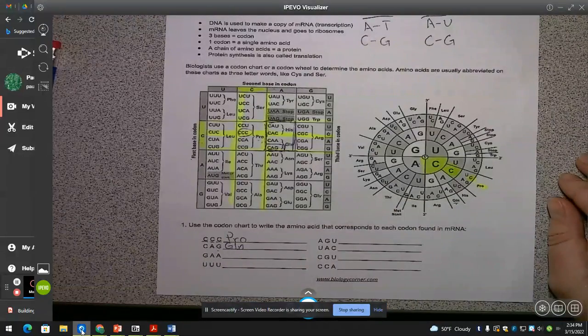But basically, that's how you read a codon chart. It's really not terrible. It just looks crazier than what it is.